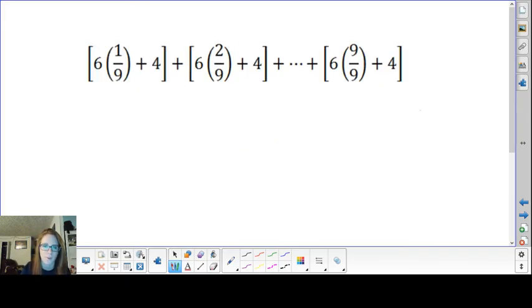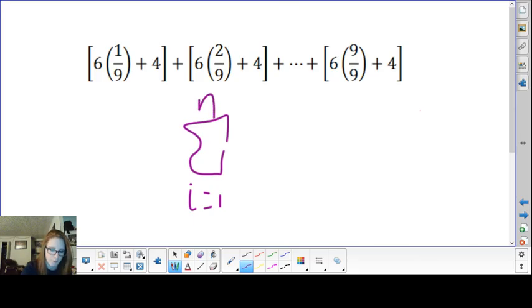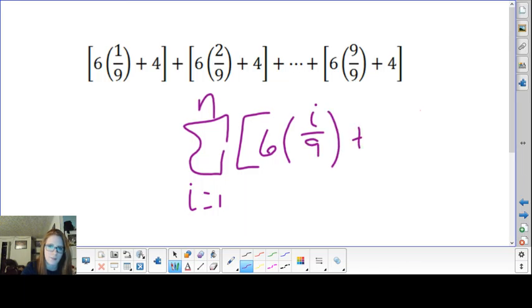All right, let's go ahead and look at one that's a little bit more complicated. So what part gets changed? Okay, well, I have the summation from i equals 1 to n of 6. That doesn't change. But my i over 9 does, plus 4.